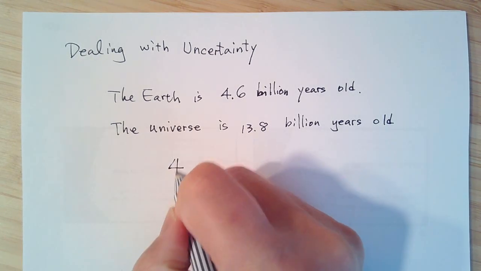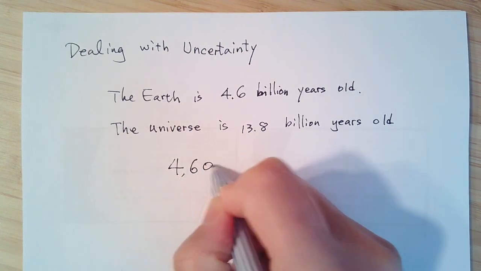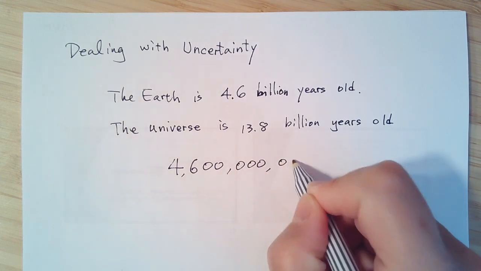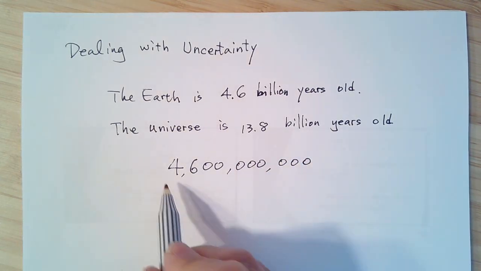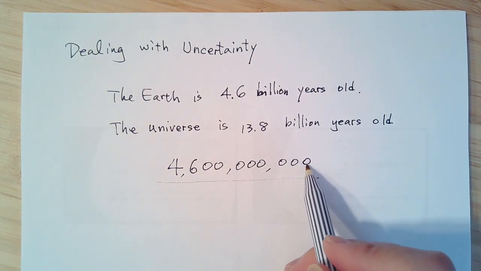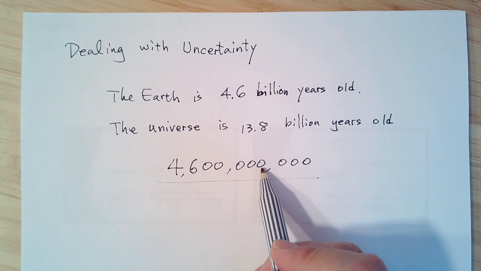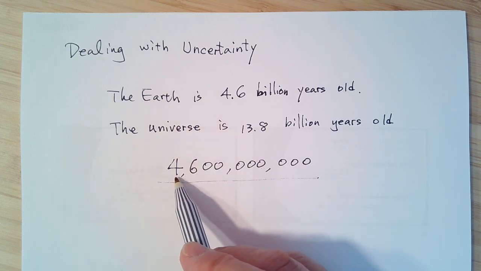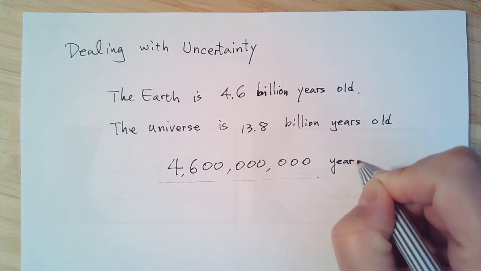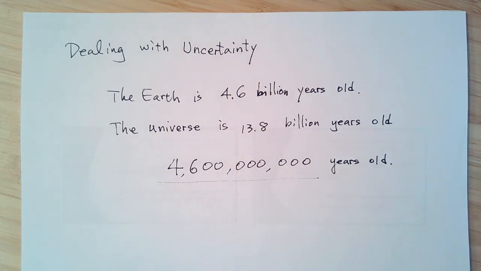So that will be 4.6 and then zeros, 0.00000. So that's a pretty big number. So that's units, tens, hundreds, thousands, millions, billions. So that is this many years old for the Earth. All right.